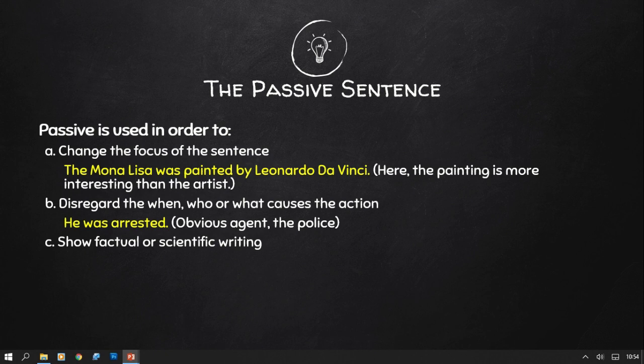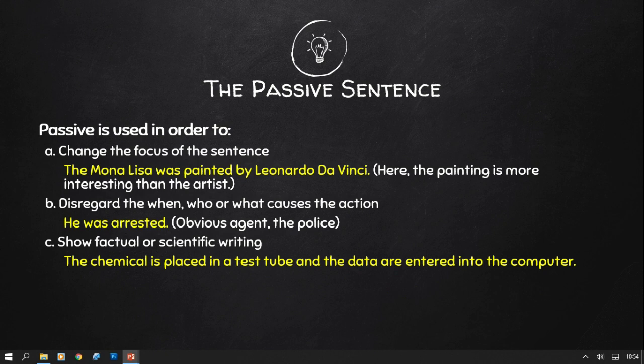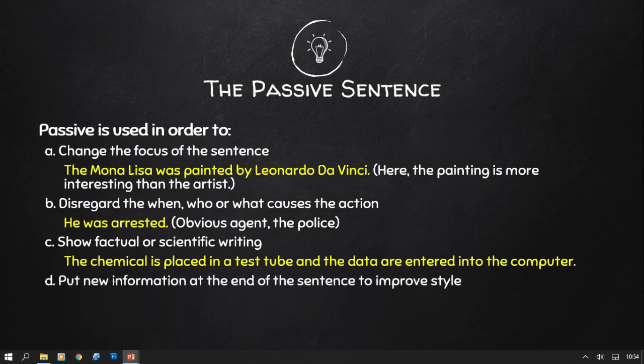Also, it shows factual or scientific writing. The passive form commonly occurs in scientific writing. It is one of the best ways to write your point in scientific writing, because the researcher is not the important one here. The result of the research is the more interesting one. The chemical is placed in a tube and the data are entered into the computer. See? The doer is not stated. Because what? The doer is not important here. It's the result that is important. Therefore, just place the result as the subject by rephrasing the sentence into passive voice.